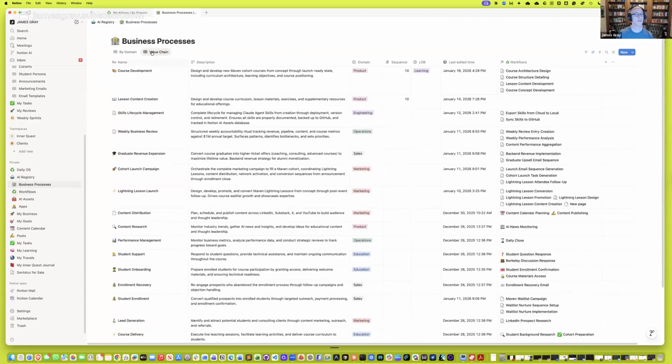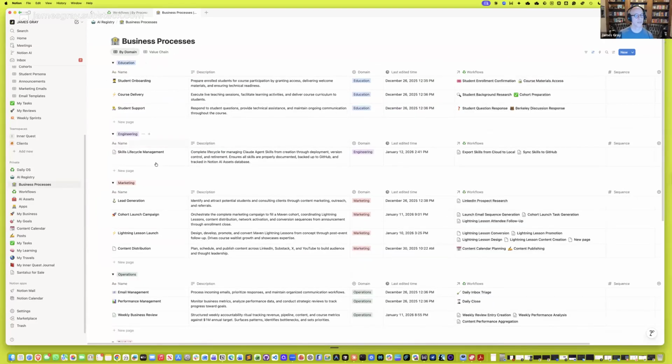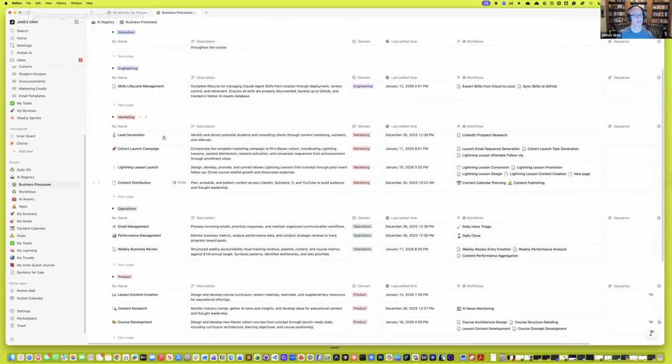And one really nice way to look at this is by your value chain. Like an example, you see the marketing. Marketing would be another domain. So if you think about the work that you do and the value chain, in my case, I'm building a course. The other thing that I need to do is market it. So the organization of business processes helps you really connect the work that you do and think about the value chain.